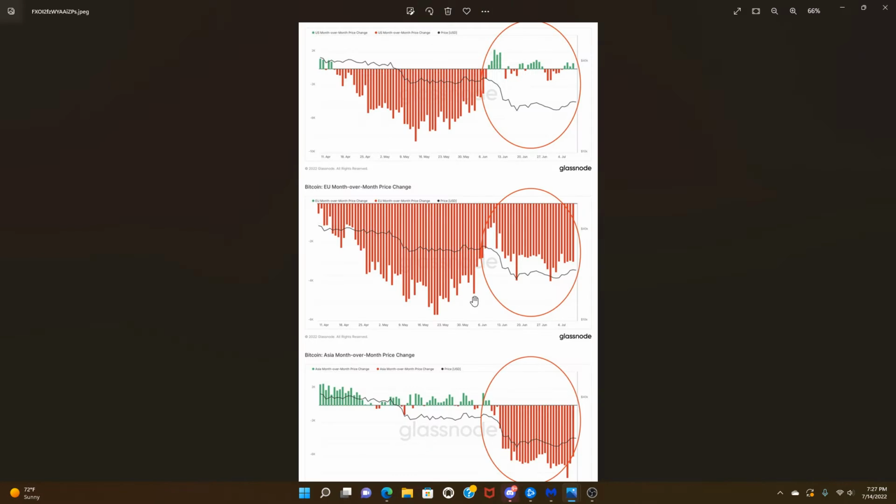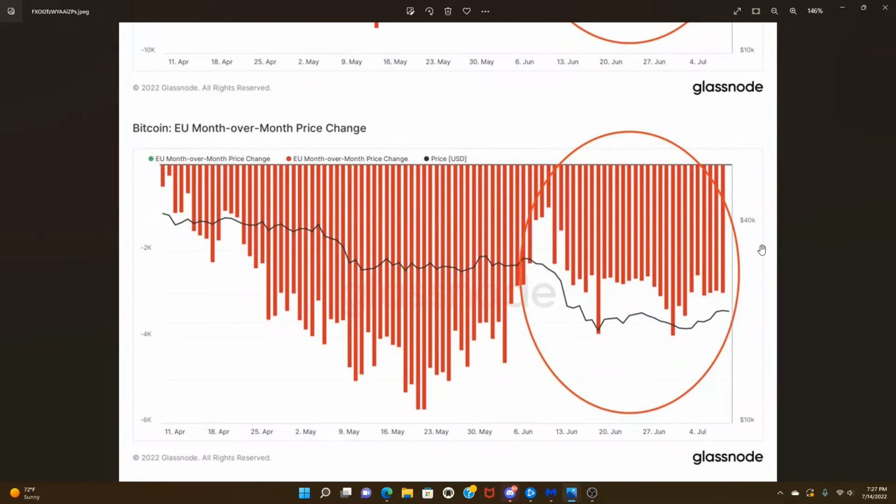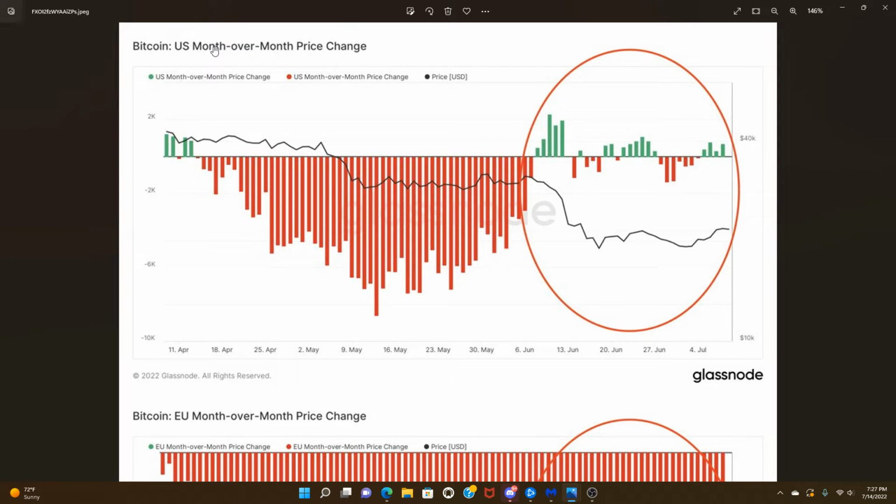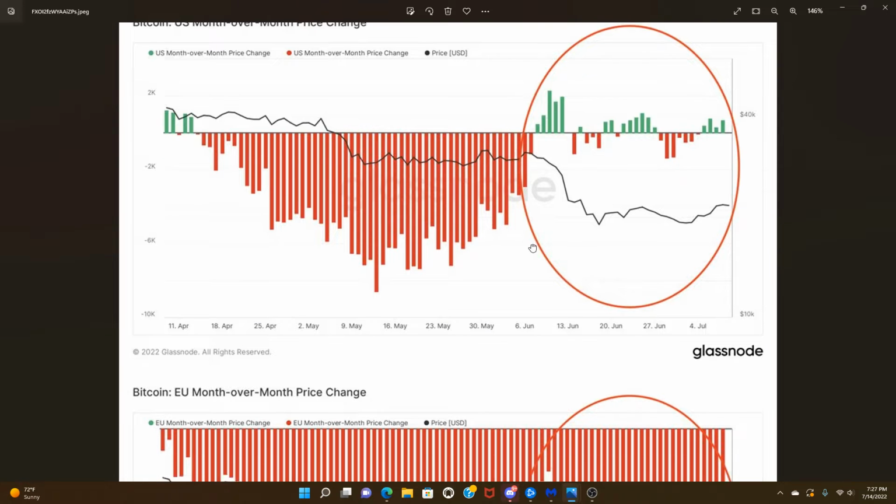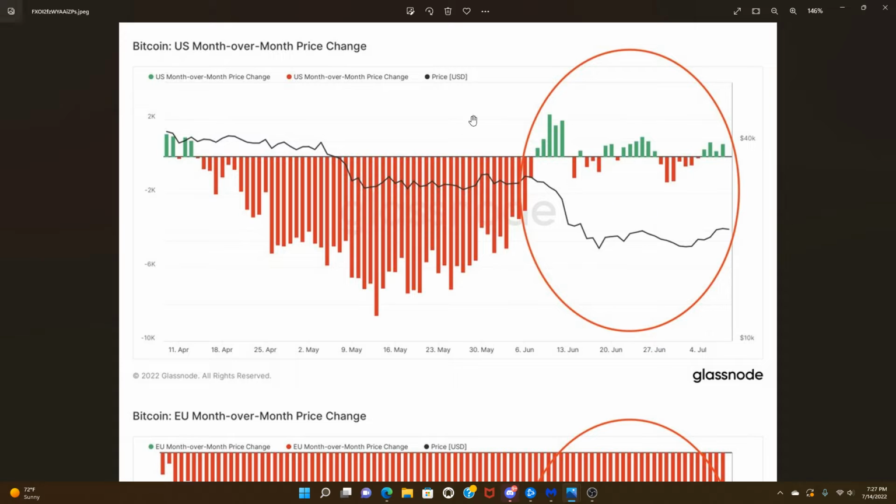So let's go over to this chart right here. This is the Glassnode indicator. It's Glassnode data, and it's showing you Bitcoin US month over month price change. And this is showing you how the US market is generally, at least during the period of late June and early July, showing buy side activity. So price is more bullish during the New York Open hours or the US trading session hours.